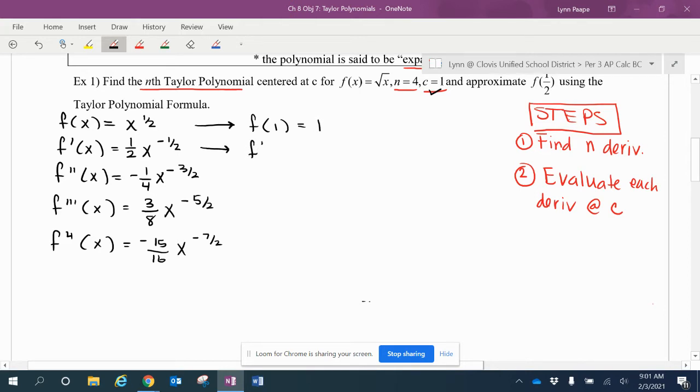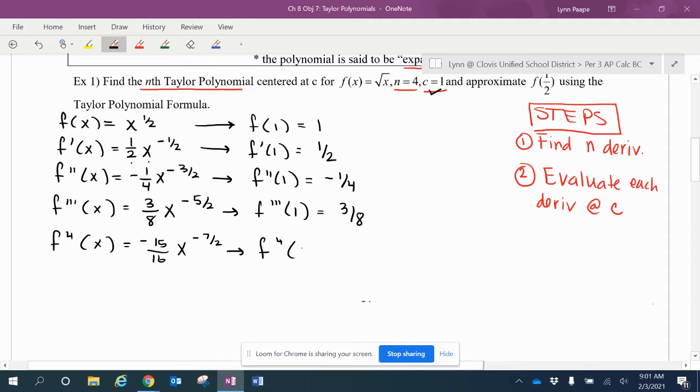And now I'm going to evaluate my first derivative. So this will be 1/2 times 1 to the power of -1/2. Well, 1 to the -1/2 is just 1. So 1 times a half. And same thing for the second derivative, so this would be -1/4 times 1, which is -1/4, right? See how lovely that is to evaluate, because we know 1 to a power will just be 1. And so the third would be 3/8 times 1. And finally for our fourth derivative, that would be -15/16 times 1.